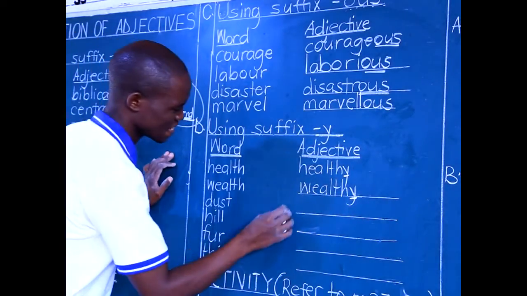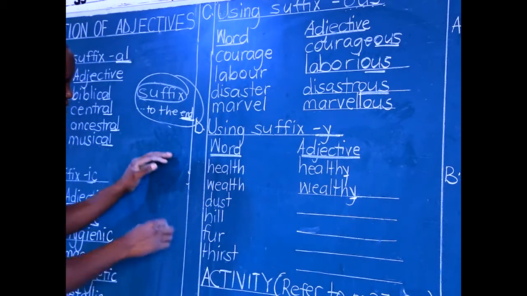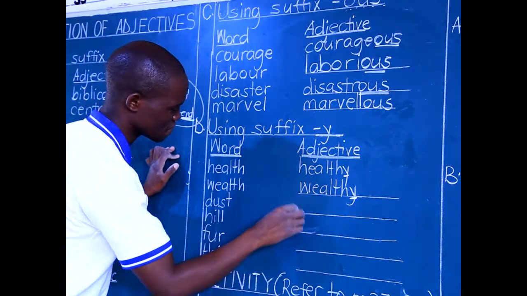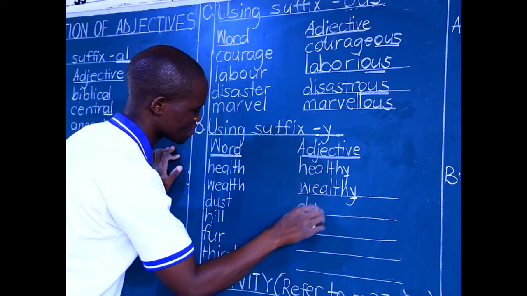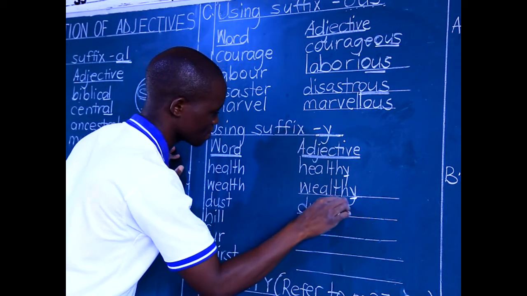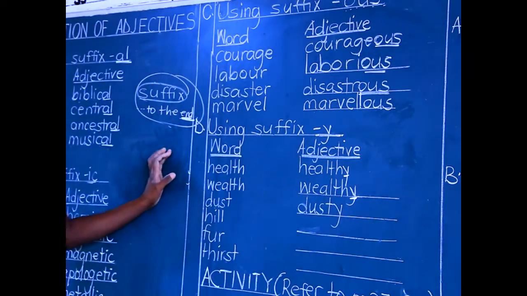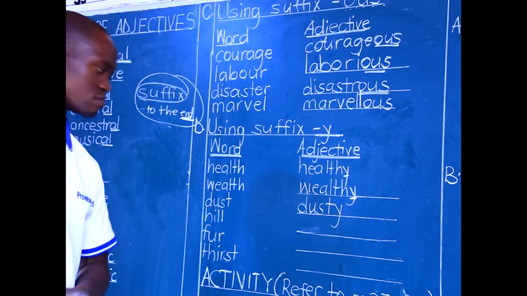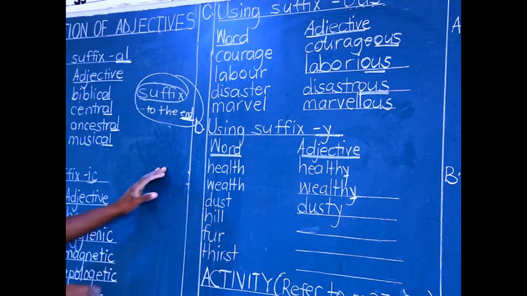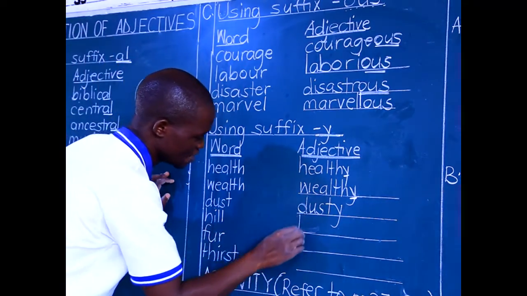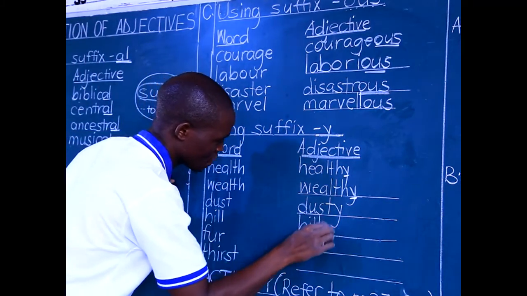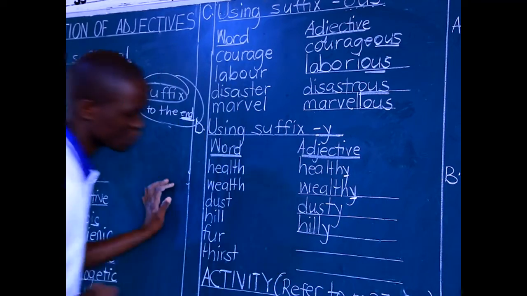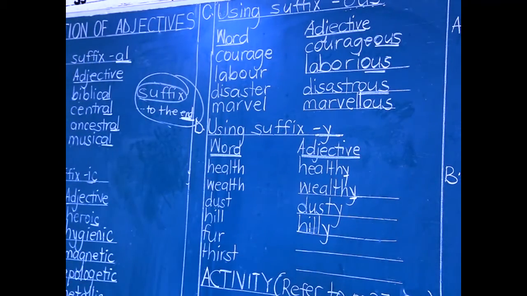Dust. A room full of dust is a dusty room. Dusty is our adjective modifying the noun room. A dusty room. Hill. A place that has a lot of hills is a hilly place, or an area with a lot of hills is a hilly area. Then fur.